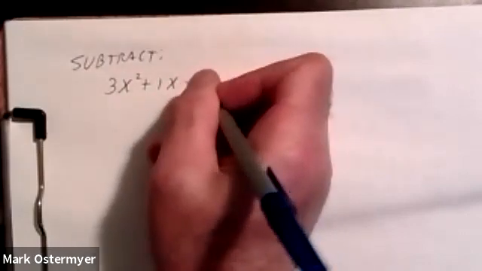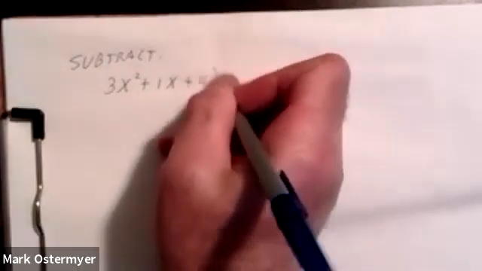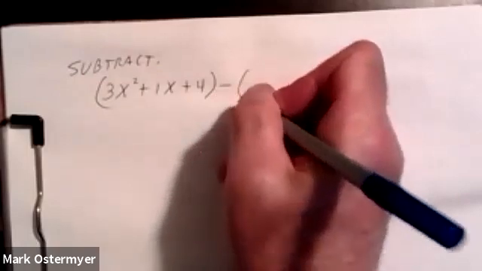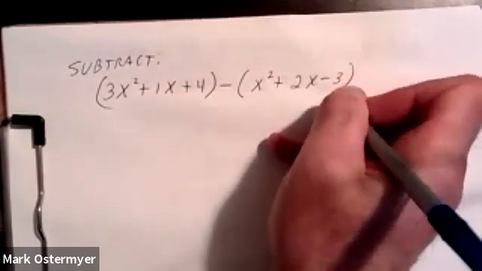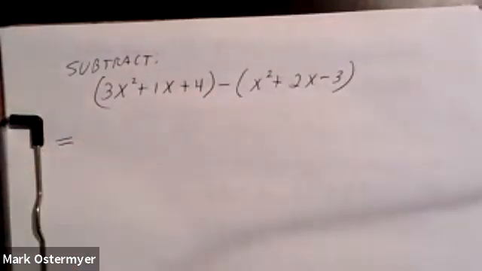All right, let's try to subtract these trinomials here. So the instructions will say subtract. All right, so how would I subtract these trinomials? Could change subtraction to what? Addition and add the opposite.